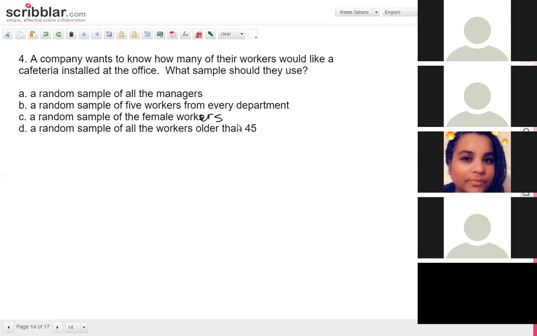So we have one person say B. Okay, good. All of you guys are saying B, and that's correct. All the others are too specific. Answer choice A says managers, we only want workers. Answer C is all the female workers, but we want everyone. And D is all the workers older than 45, but again, we want everyone and not that specific group.